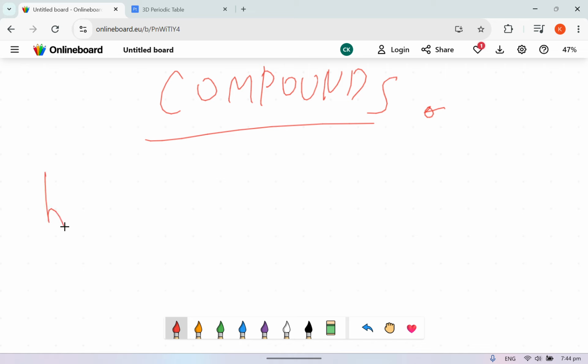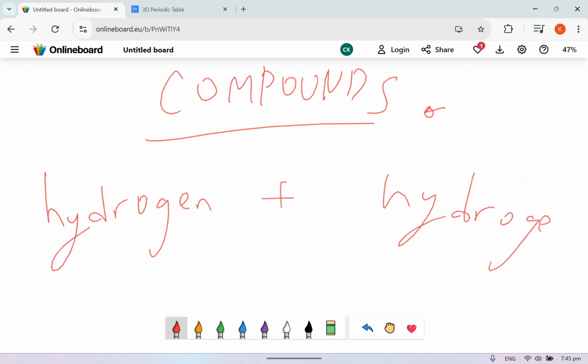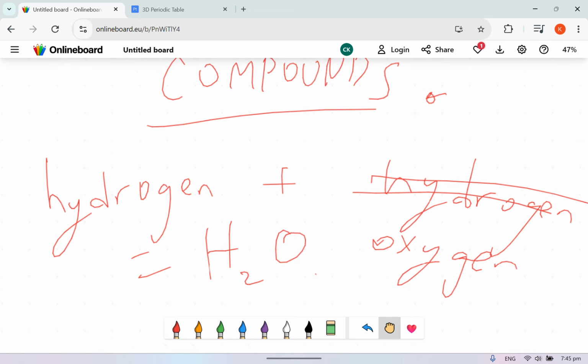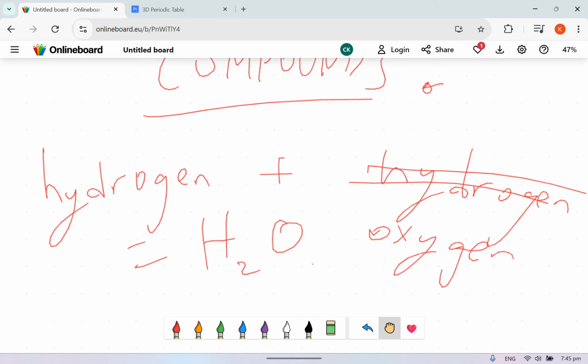That means you don't tell me I have a hydrogen element and I take another hydrogen element, yay, I get my compound. No. It must be oxygen. And in that case, you get water, which is H2O. So, hydrogen plus oxygen must be different. Two or more chemically combined, which are different elements.